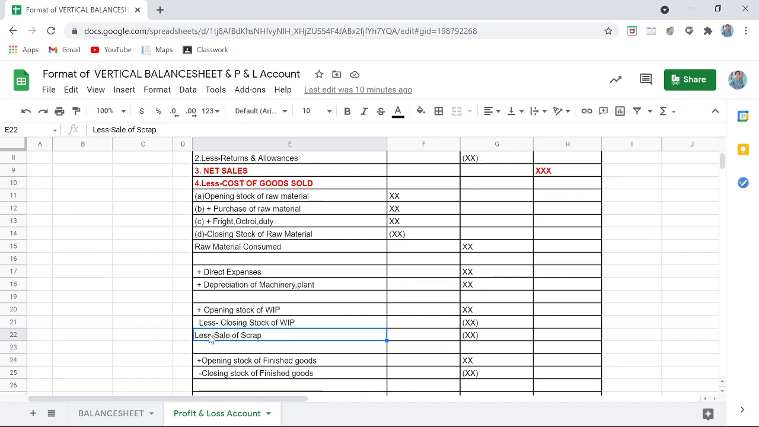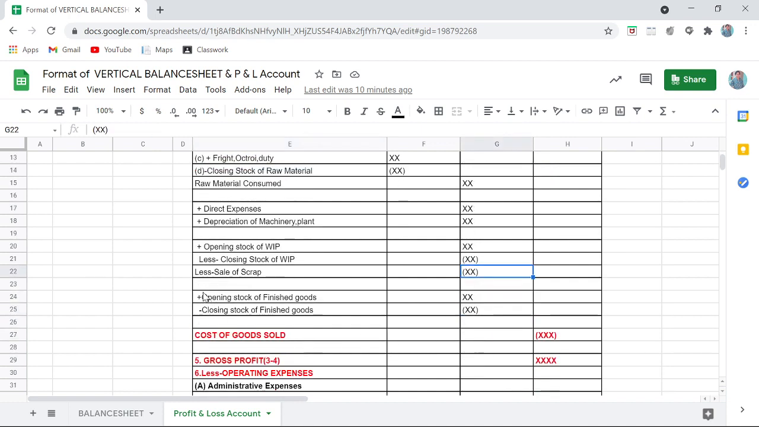Now why less sale of scrap? Because I'm writing all the expenses over here, and sale of scrap is your income. So that has to be deducted from here. So less sale of scrap. If you see here, it is in bracket. That means it has to be deducted.